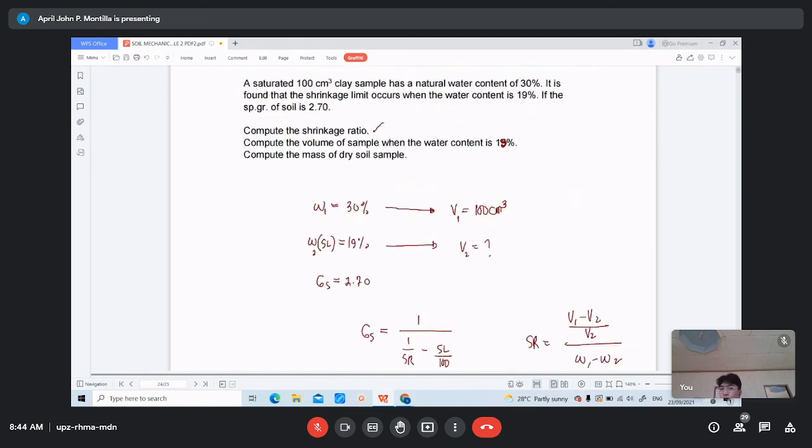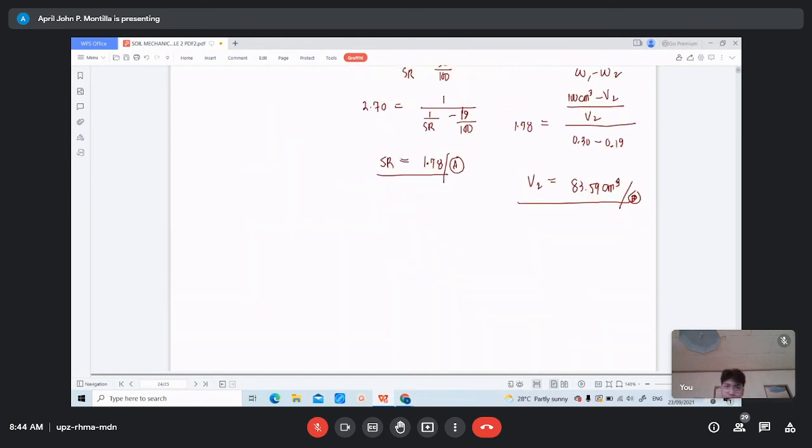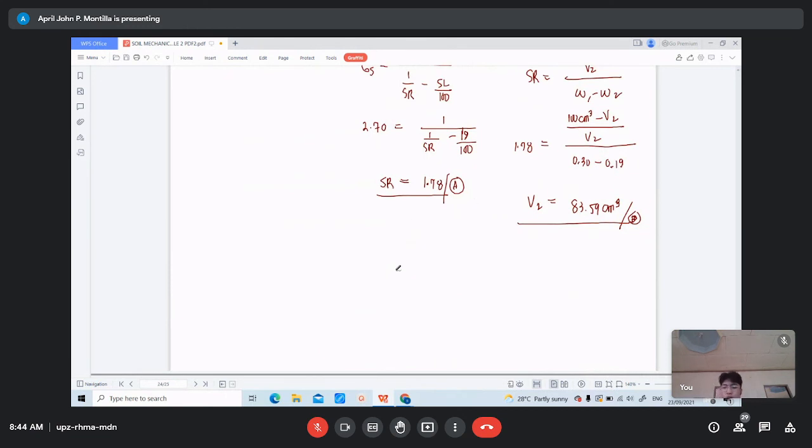And the next one, compute the mass of dry soil sample. Ano ba yung mass of dry soil sample? Kung ito si V2, ano to? M2. Yes, that is correct. Paano nyo makocompute yung M2? Anong parameter or equation gagamitin nyo? May SR kayo, may V2 kayo. Another equation for shrinkage ratio: SR is equivalent to M2 over V2 multiplied by density of water.